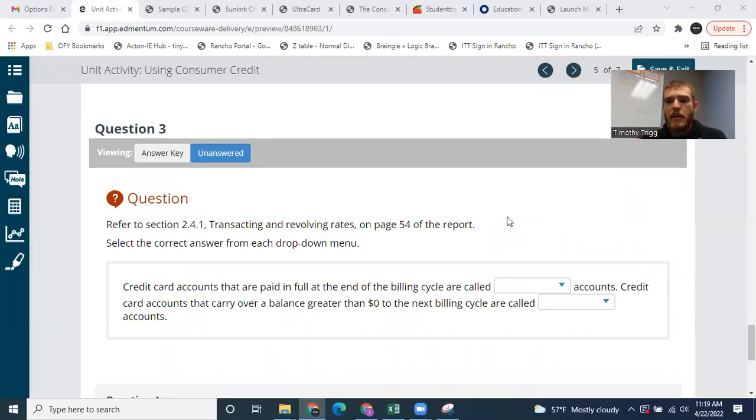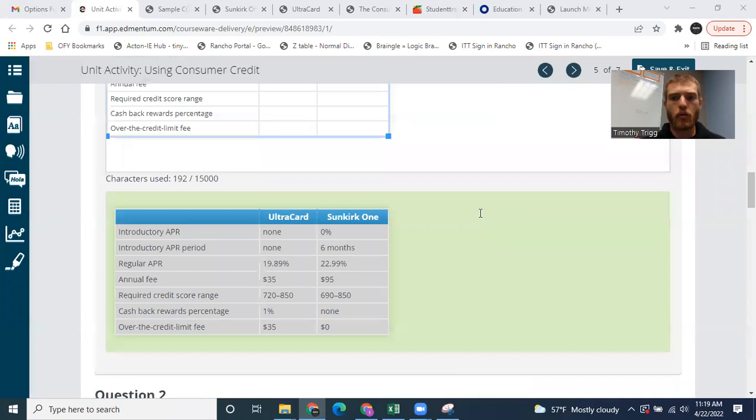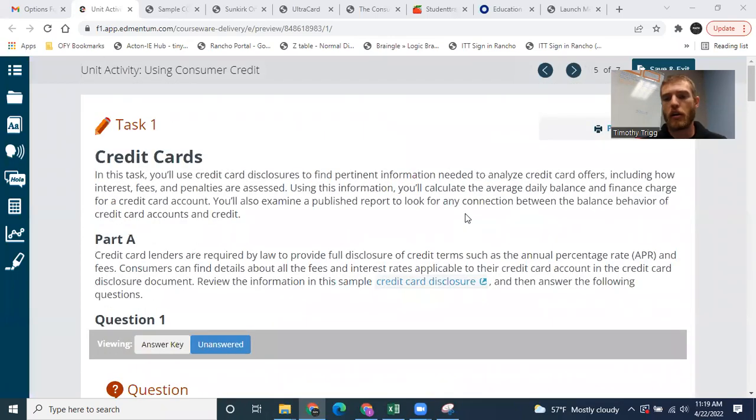Hello, financial mathematics students. Today we're going to be going over the Unit 8 activity. It's about consumer loans. We're going to be dealing with credit card loans and mortgage loans. But I think this one's relatively simple, but hopefully you have your calculator, your pencil ready, and we'll go ahead and get started. So on page 5, go ahead and read this.